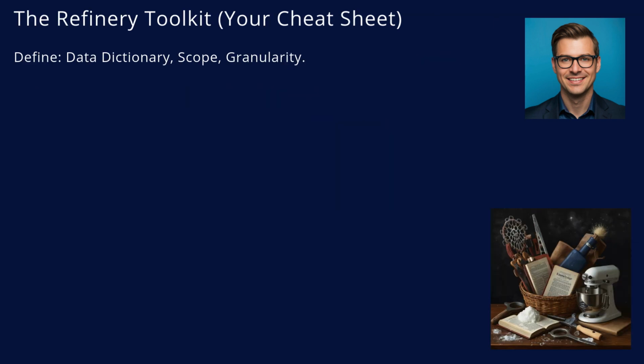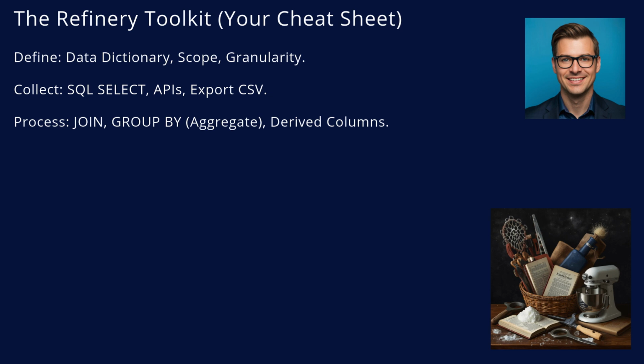Here is your cheat sheet. Define: use a data dictionary to agree on scope. Collect: use SQL or API to get the data. Process: use joins and aggregations to shape it. Cleanse: remove duplicates and handle missing values.